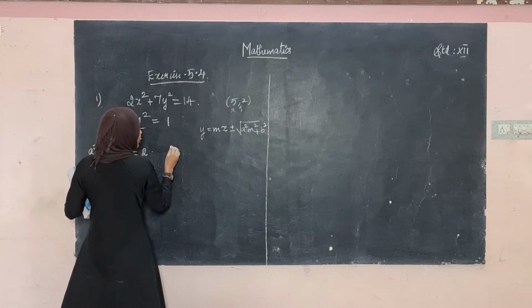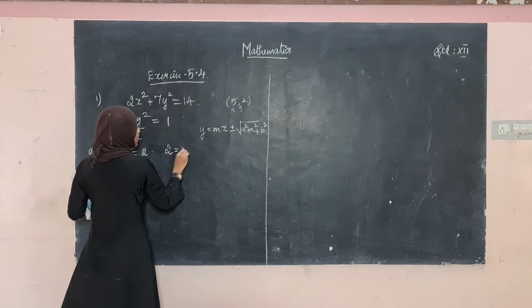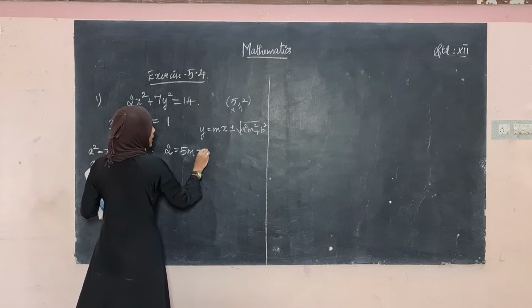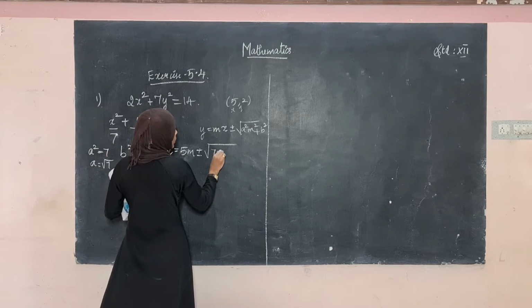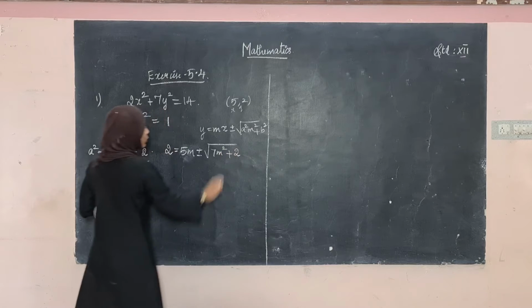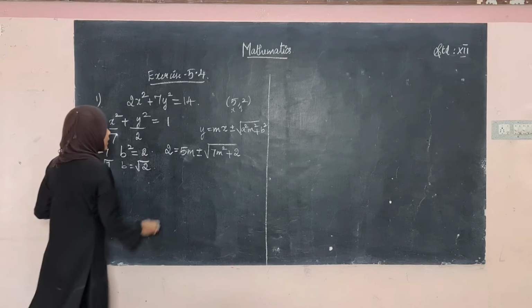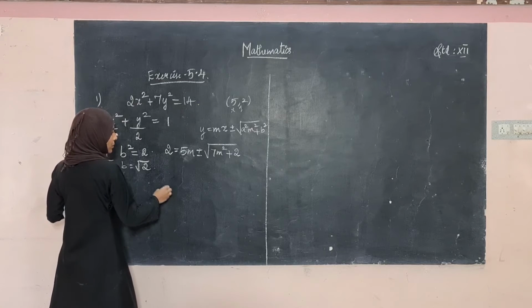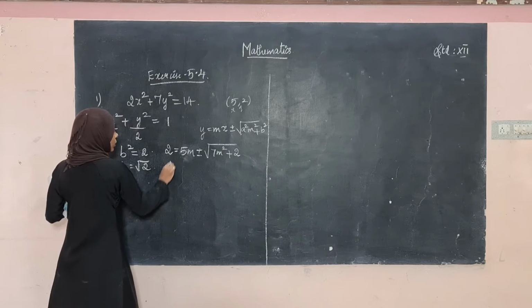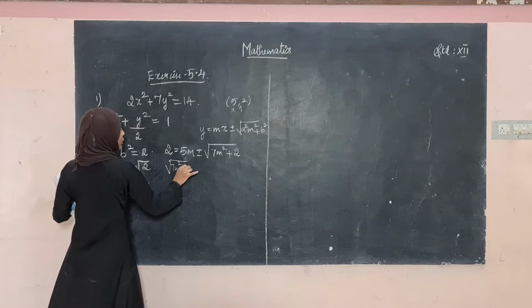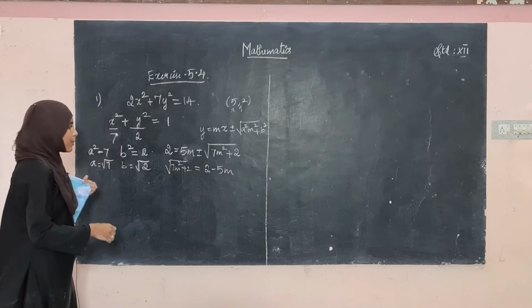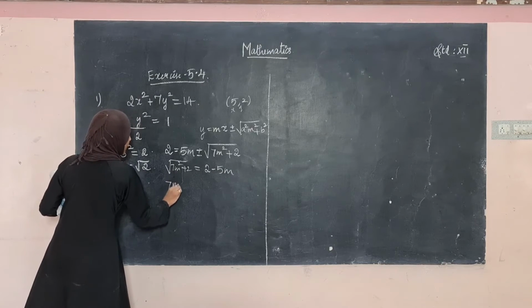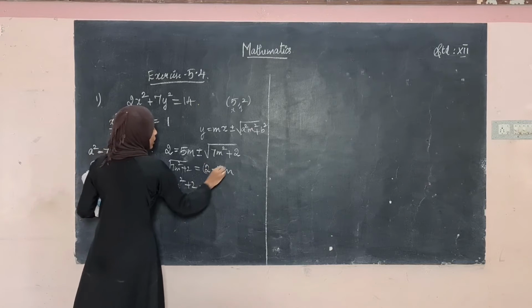So what happens? What's the value of y? y is equal to 2, m, x is 5. So 5m plus or minus square root of, what is a square? a square is 7, 7m square, plus what is b square? b square is 2. So from this we can get the value of m, right? So root of 7m square plus 2 on one side and 2 minus 5m on the other side. Bring this 2 minus 5m on one side. Taking square on both sides, 7m square plus 2 will be equal to the whole square, right?